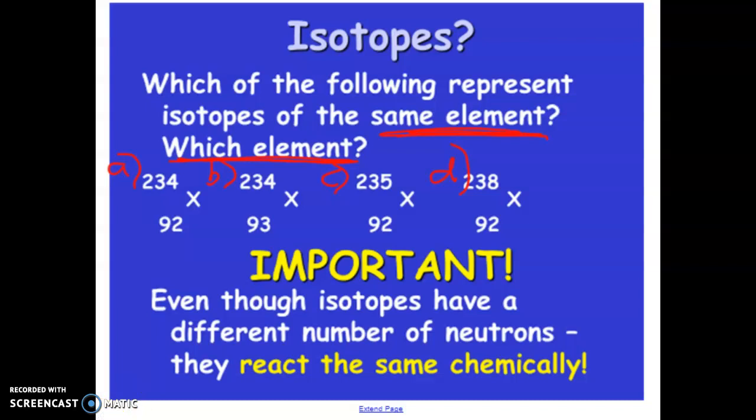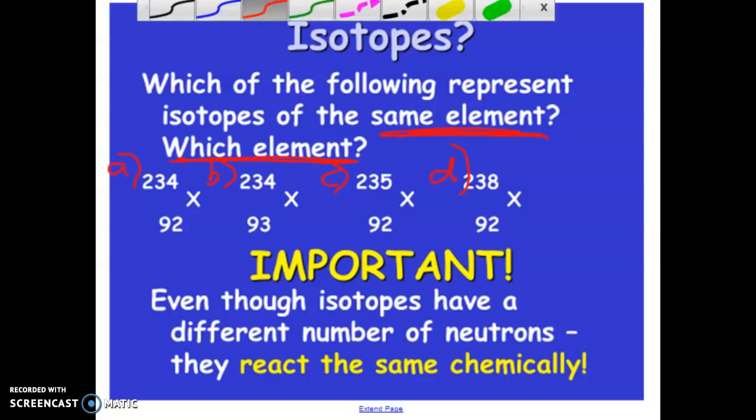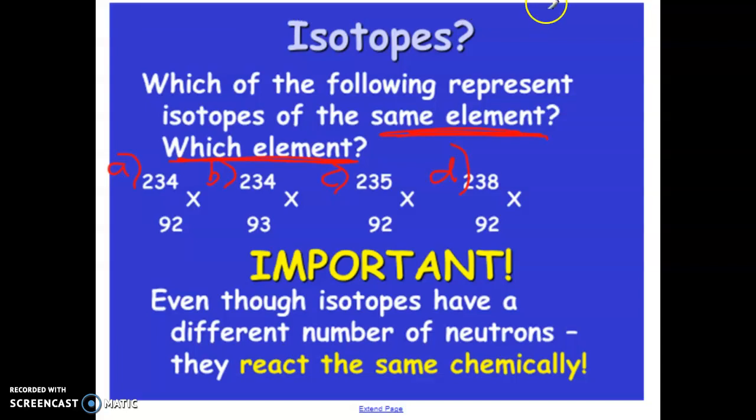Okay, so for the ones that are representing the same element, you want to look for the ones that have the same atomic number. So A, C, and D all are representing the atomic number of 92. Now they have different mass numbers, but that's fine, right? The mass number is going to change because the number of neutrons are different. That's what an isotope is.